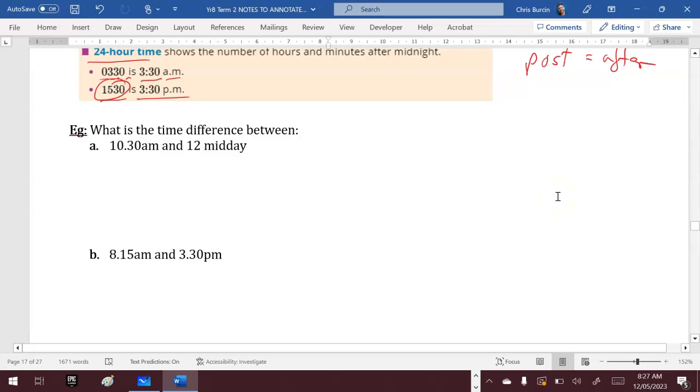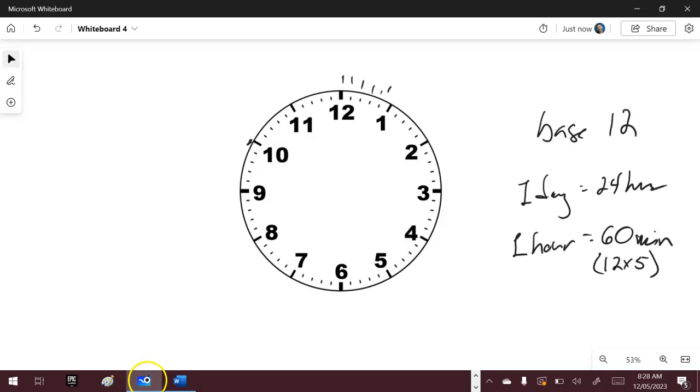So what's the time difference between 10:30 and midday? From 10:30, so this is not 10.3. It's not. Because looking back at our clock, 10:30, here's 10, and here's 30. So we're halfway around the clock. So it's actually 10.5. 10:30 in decimals is 10.5 hours. So we're not going to think of it that way.